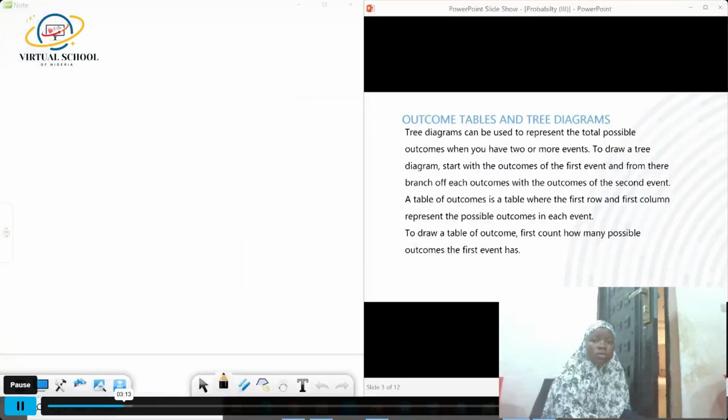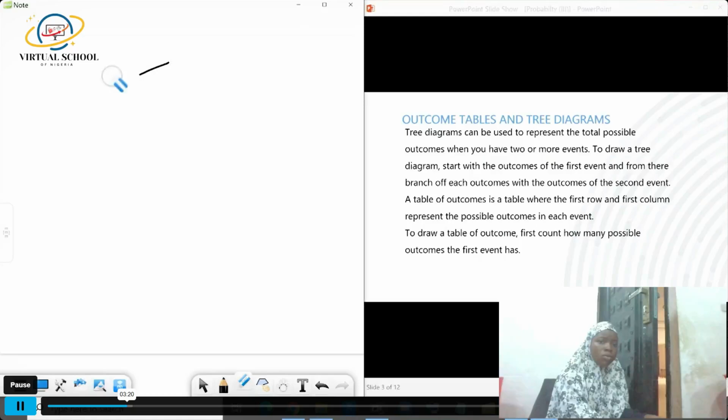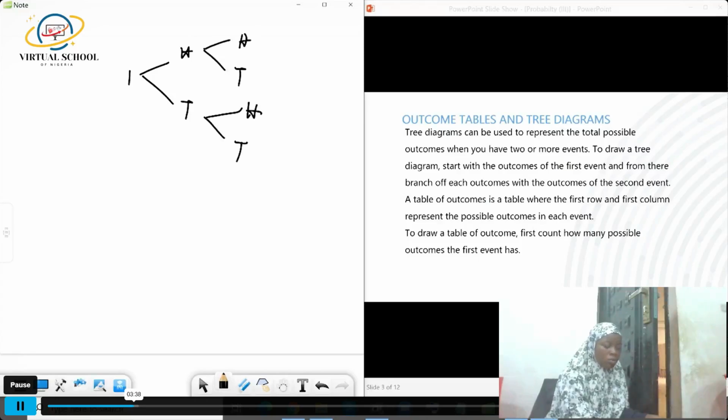For the first toss, let's use the first coin. The first coin will give me the head and what? The tail. The head and the tail. Now, using your tree diagram, you toss it again. You still have your head and tail. This is the second event. Now, for the third event, you still have the head and the what? The tail. Same here, the head and the tail. And here, the head and the tail.